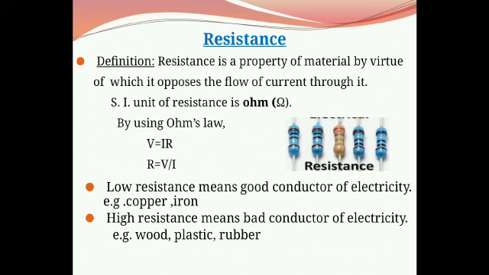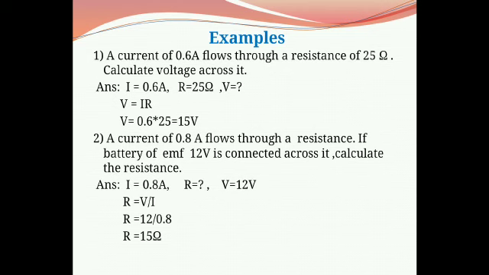It is observed that if there is low resistance, that means it is a good conductor of electricity. Examples are copper and iron. And if there is high resistance, it means a bad conductor of electricity. Examples are wood, plastic and rubber. This photograph shows the different types of resistors. Now we solve some examples based on Ohm's law.